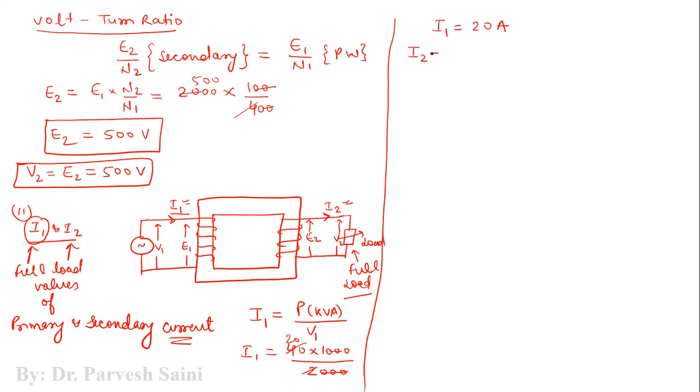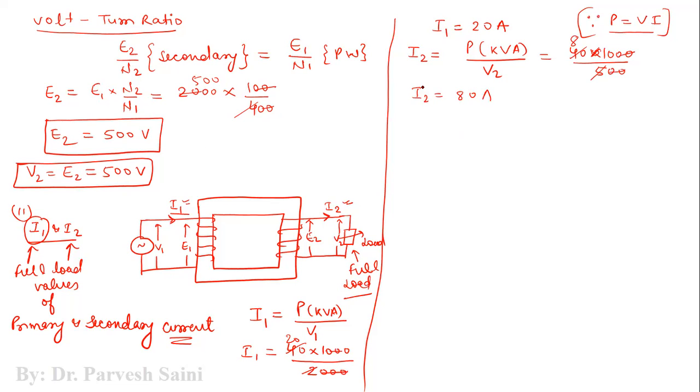Similarly, the value of I2 can be calculated by using the formula for power. So it is kVA divided by V2, because we know that the power is generally equal to V into I, and because it is measured in volt amperes, we don't need the power factor in this particular case, right? So the power is 40 kVA, that is 40 into 1000 divided by, and the value of V2 is 500. So the value of current is 80 ampere, right? So these are the values of the full load primary and secondary current.